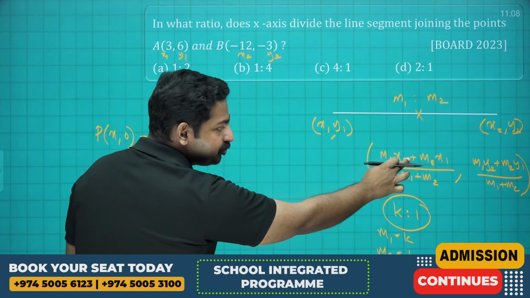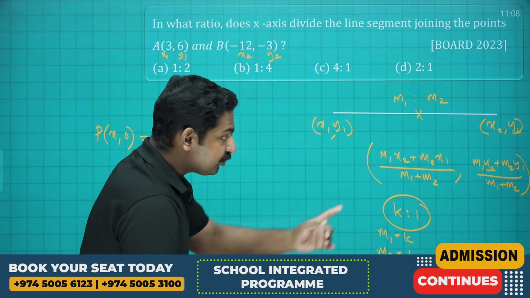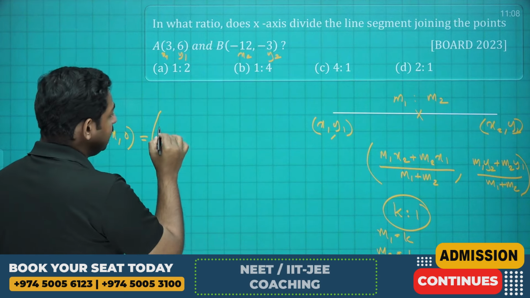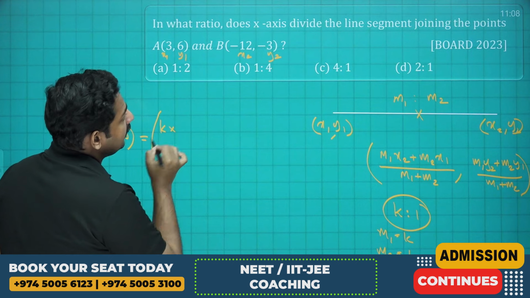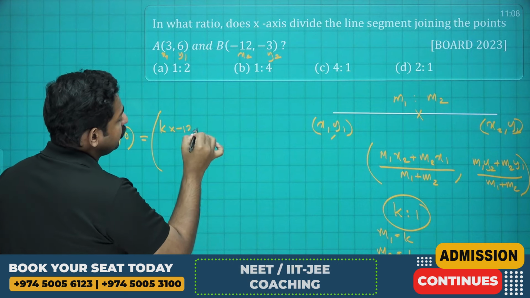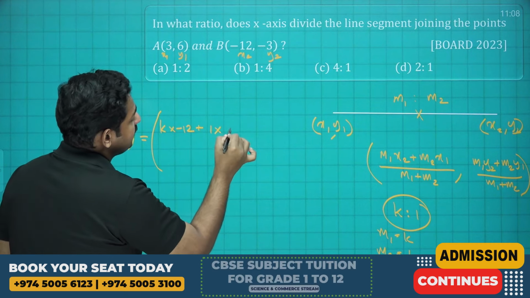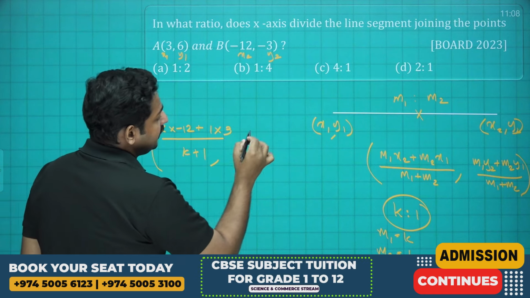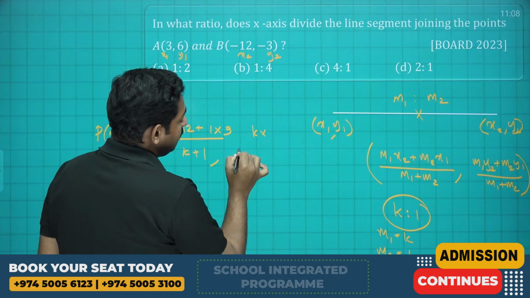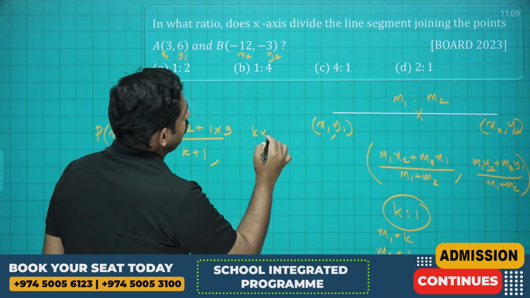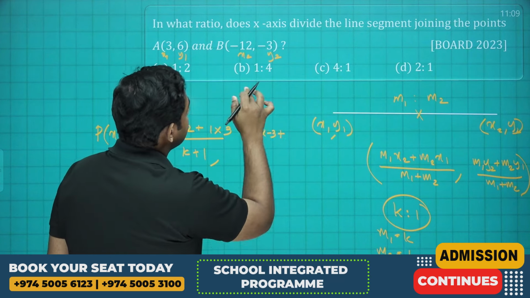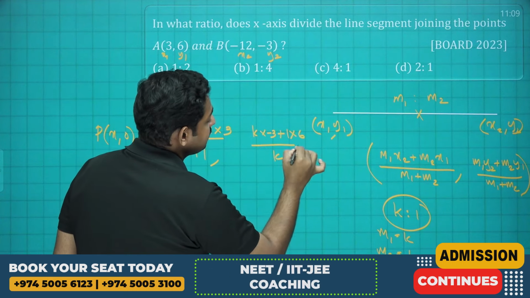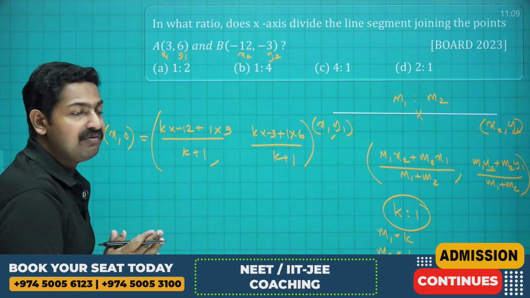(m1x2 + m2x1)/(m1 + m2). So instead of m1 it is k and instead of m2 it is 1. So how to write? k into x2, so it is -12, plus 1 into x1, that is 3, by k + 1, comma, and the next one is k into y2. So what is y2? -3, plus 1 into y1, it is 6, by k + 1. So this is the coordinate of the point of division.